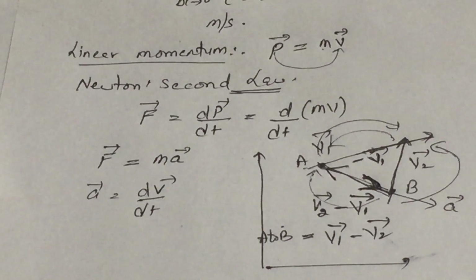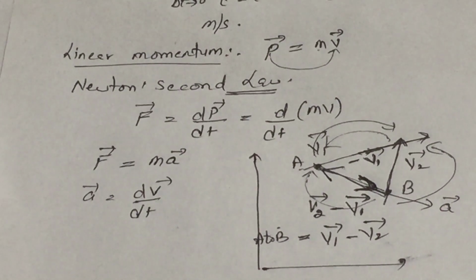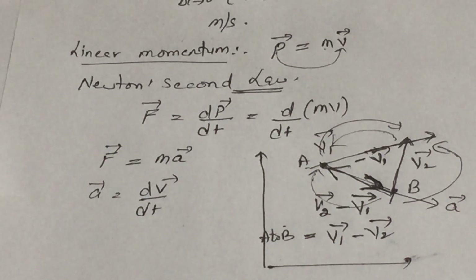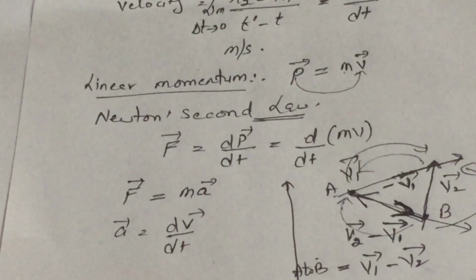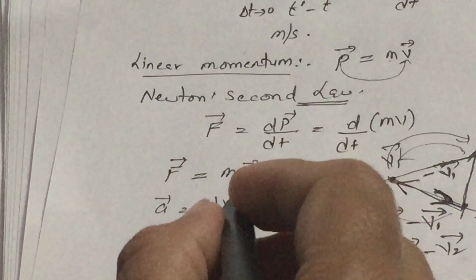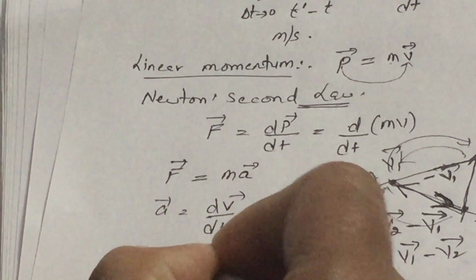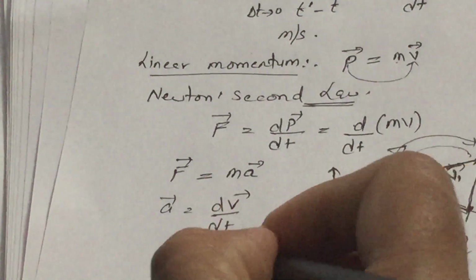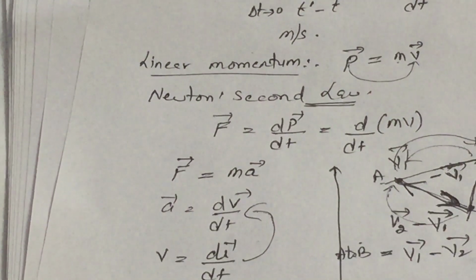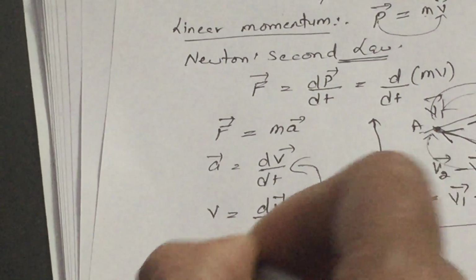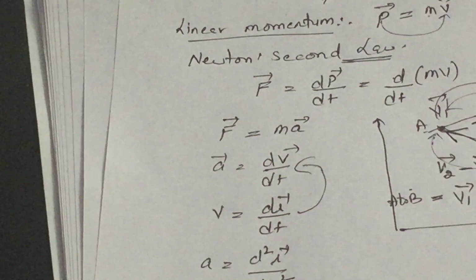Hence, we can easily find out the direction of acceleration if we know the initial velocity and final velocity of the particle. On substituting v is equal to dr upon dt in the above equation, we get acceleration a is equal to d square r upon dt square.